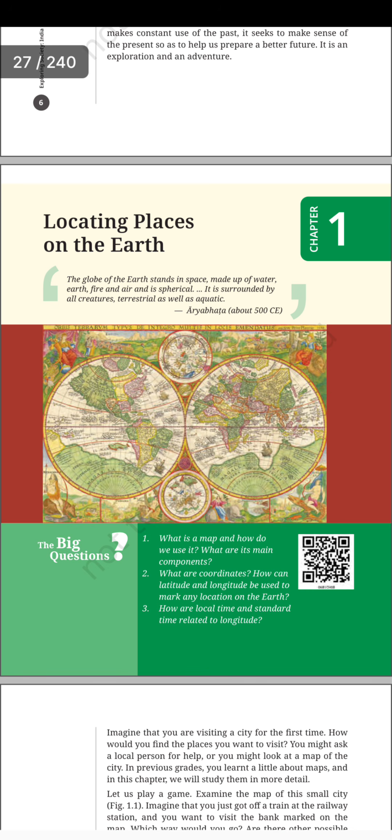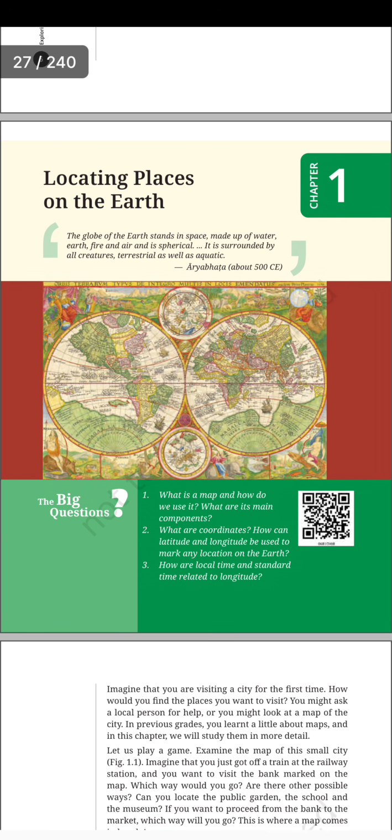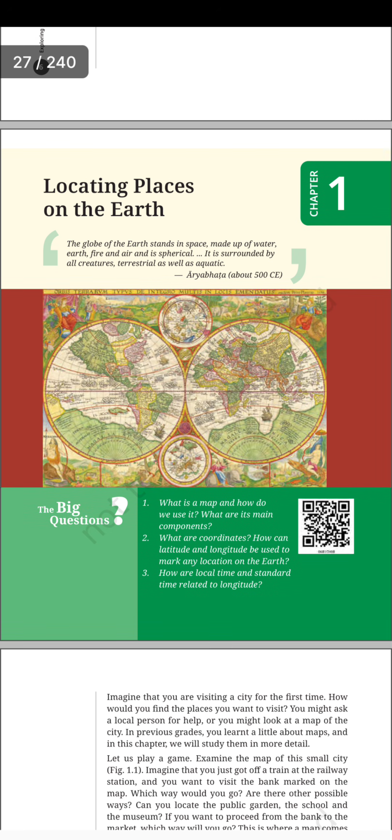Chapter 1. The globe of the Earth stands in space, made up of water, earth, fire, and air, and is spherical. It is surrounded by all creatures, terrestrial as well as aquatic. It was written by Aryabhatta, about 500 CE. That's a very valuable sentence.